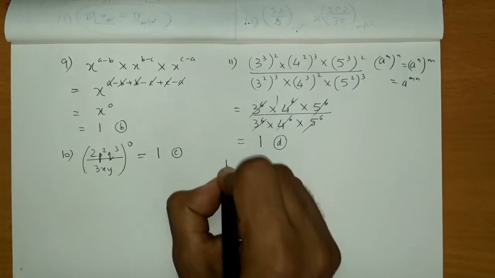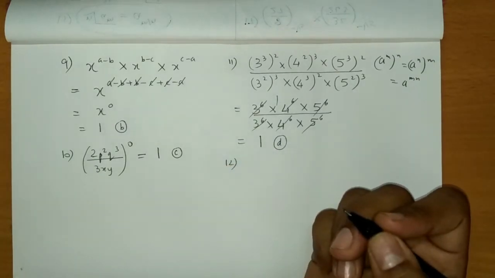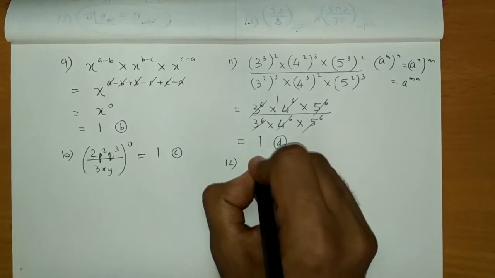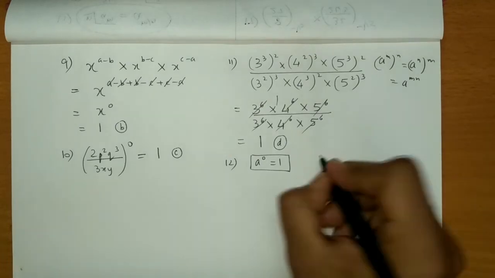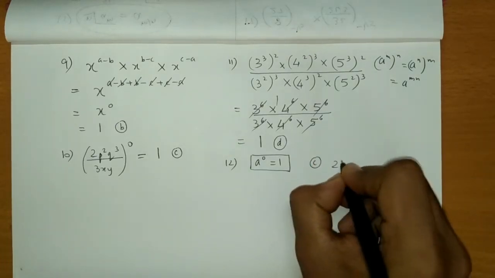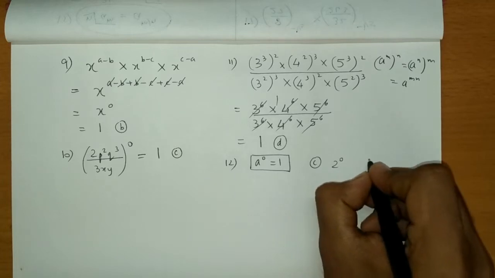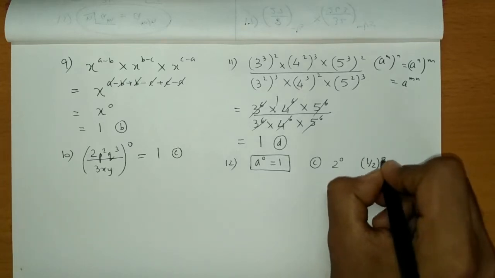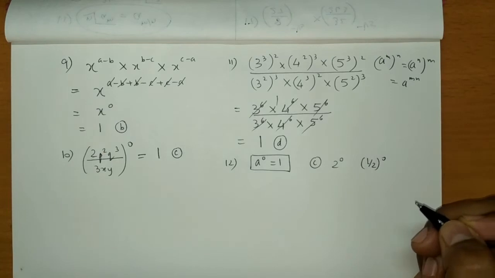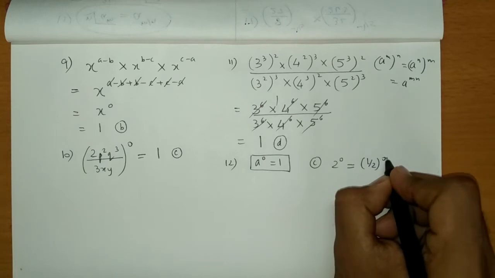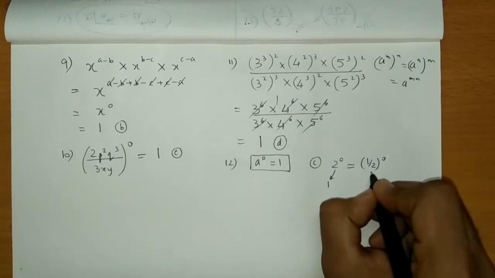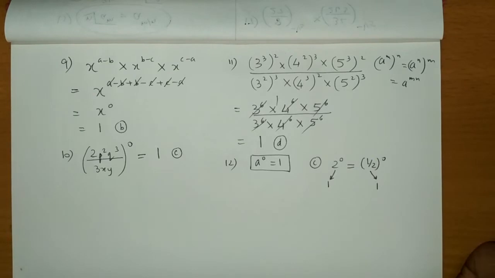Okay, let's go to question 12. Now for question 12, if you remember, a raised to 0 is 1, correct? So if you look at option C, they have mentioned 2 raised to 0, which will be 1, and on the right side they have given half raised to 0. Even this value would be equal to 1. So I can say 2 raised to 0 is equal to half raised to 0, because this value is also equal to 1. So the option for question number 12 is C.